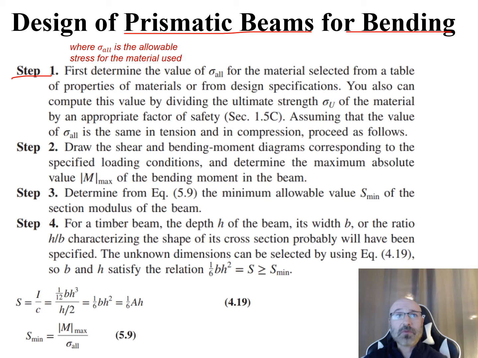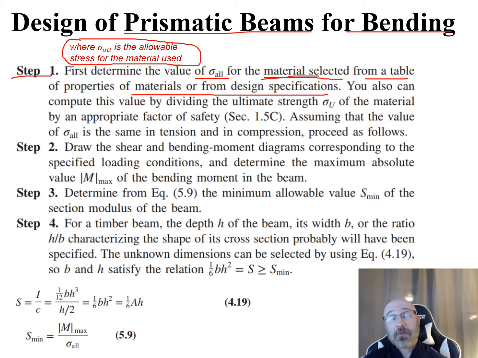Step one: we first want to determine the value of sigma sub all, where sigma sub ALL is the allowable stress for the material used. We can determine this for the material selected, maybe from a table or from some of your design specifications. You may be looking this up from the actual manufacturer, from MATLAB, or from the appendix in the back of your book. For whatever material we selected, this is something we might be able to look up.